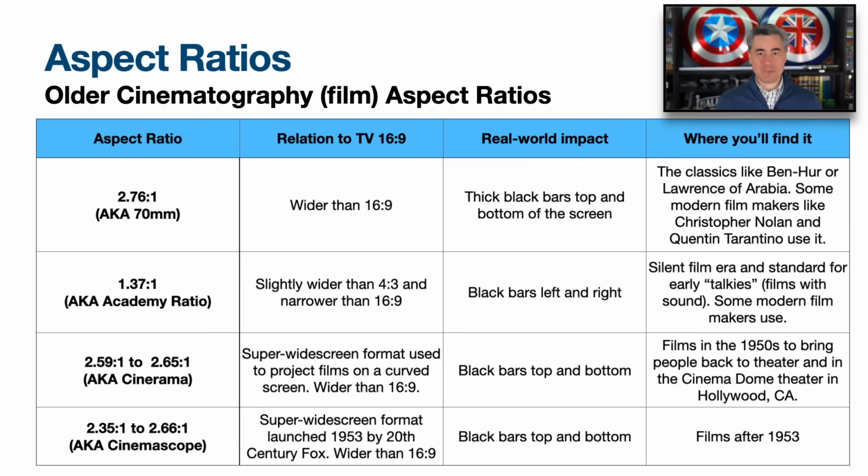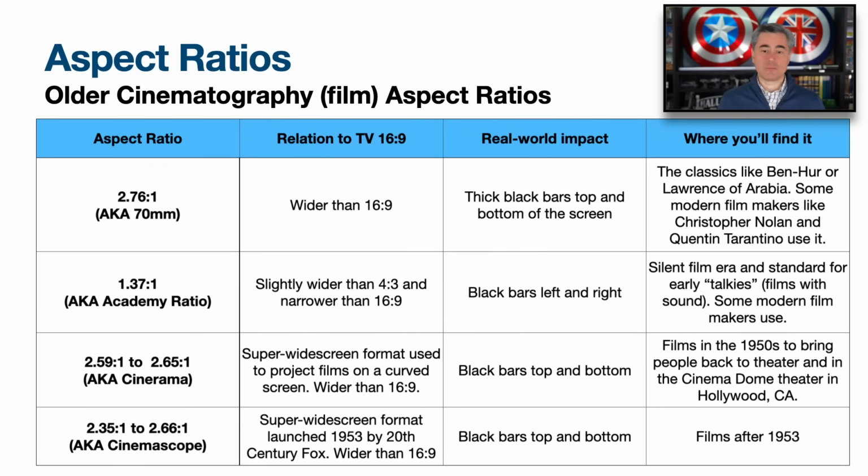So modern filmmakers will sometimes use it as well as a vintage feel. You then also have super widescreen, which is 2.59 to 1, or all the way to 2.65 to 1, and this is the Cinerama. So it's a super widescreen format that was used to project films on a curved screen, so it's much wider than a 16 by 9. You have black bars top and bottom, and films in the 1950s will have this aspect ratio.